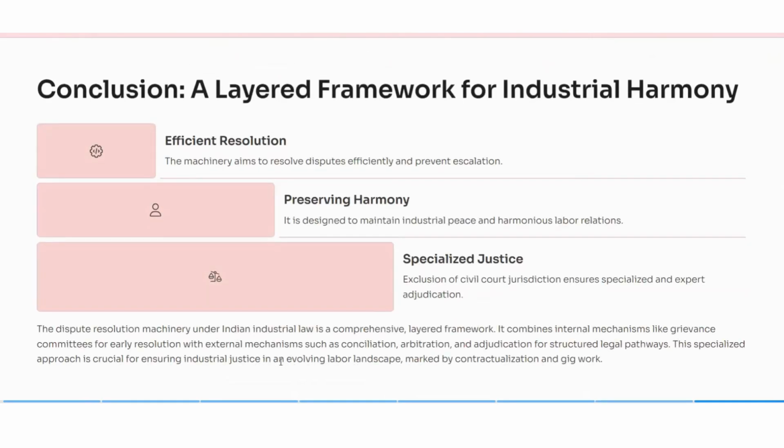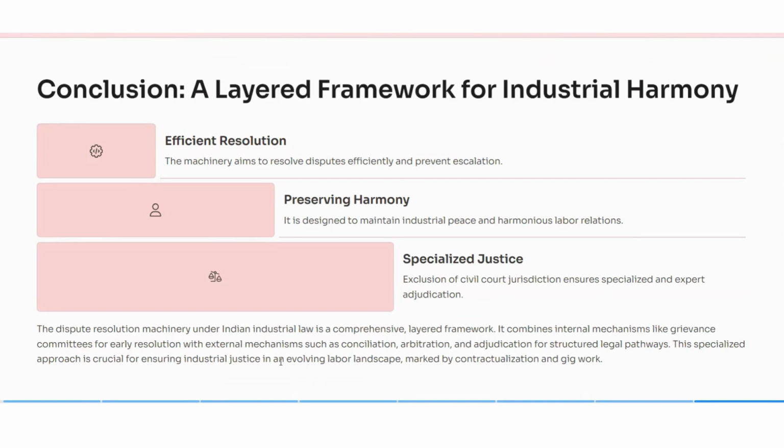Now to conclude the lecture, a layered framework for industrial harmony, efficient resolution. Machinery aims to resolve disputes efficiently, prevent escalation. Preserving harmony, it is designed to maintain industrial peace, harmonious labor relations. Specialized justice: exclusion of civil court jurisdiction ensures specialized and expert adjudication.